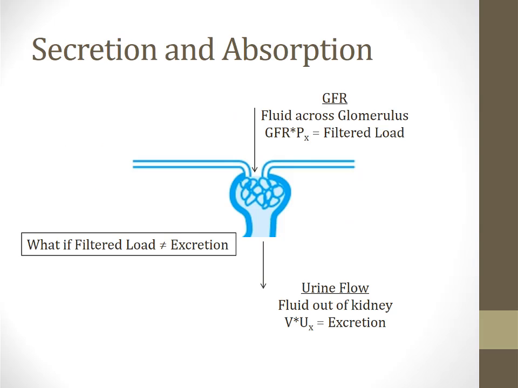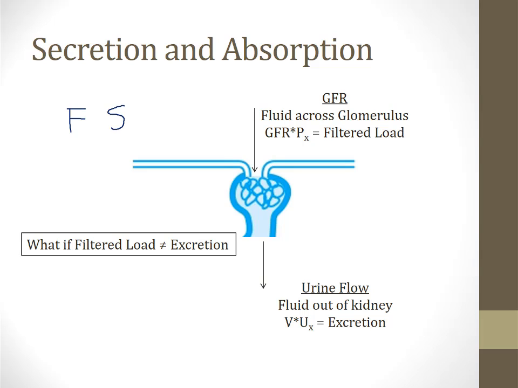Now let's talk about secretion and absorption. There are 3 factors that determine how much of a solute is excreted in the urine. The first is how much is filtered at the glomerulus. Obviously, if you filter more of a solute like sodium, then potentially more will go out in the urine. The second factor that determines excretion is the secretion rate.